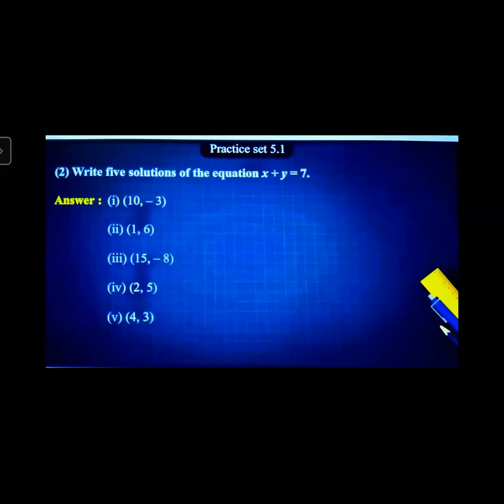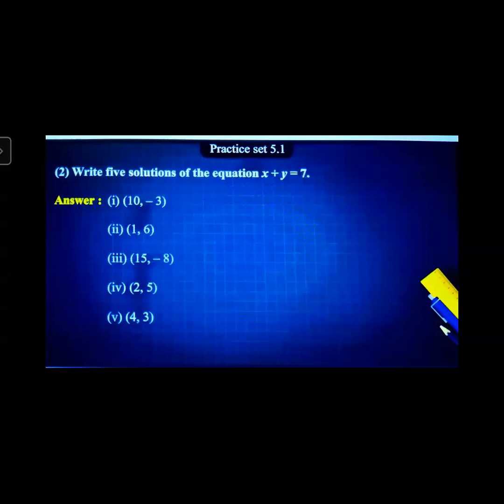Let's start with the second question. Write 5 solutions of the equation x plus y equal to 7. This is the equation, children. How do we write 5 solutions? If we take x as 10 and y as minus 3, then 10 minus 3 is equal to 7. Next example is 1 comma 6. 1 plus 6 is equal to 7.